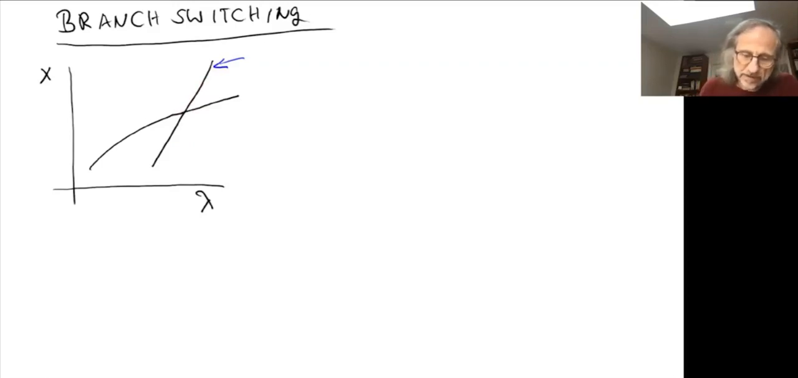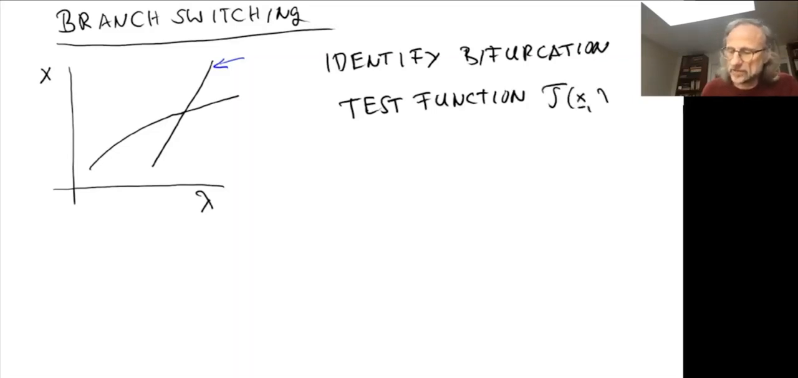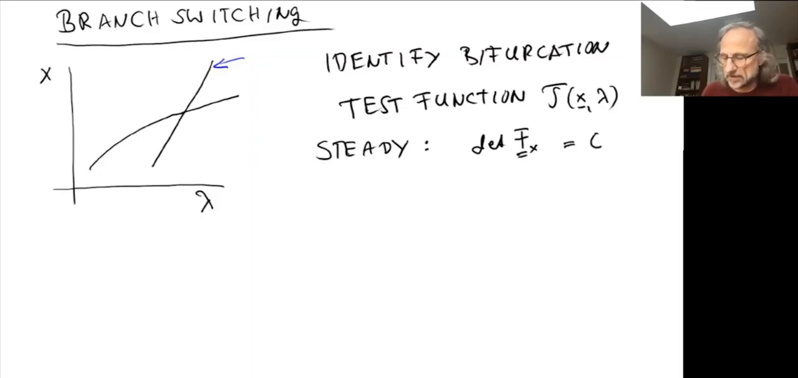Okay, so how can we identify it? Well, we need sort of a test function. So we need to identify the bifurcation, and for that we need some kind of a test function that we evaluate, and it indicates whether there's a bifurcation or not. So it could be a test function which depends on the solution and our bifurcation parameter. And if we had a steady bifurcation, which is characterized by a zero eigenvalue, then we could say the determinant of the Jacobian would be a good test function, because that would have to be zero at the bifurcation point. So let me call that bifurcation point lambda c, so that at lambda c, the determinant would be zero.